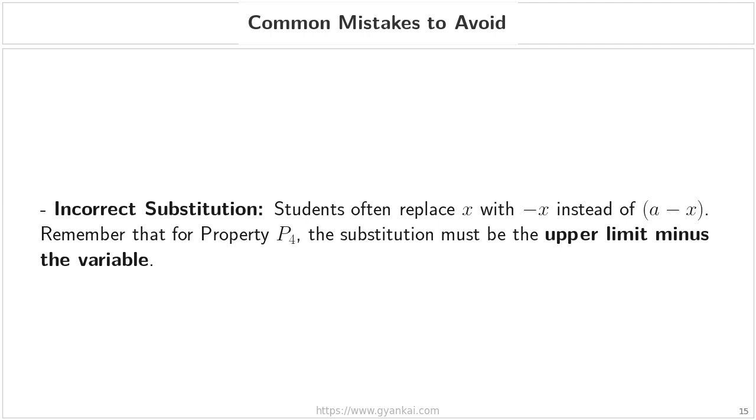First, it says incorrect substitution. A very frequent mistake is substituting x with x instead of a minus x. Remember, the core idea of this property is reflection. We're not simply negating the input, we're reflecting it across the midpoint of the interval. So, when we apply property P4, the substitution must be the upper limit, that a value minus x. This ensures we're correctly mirroring the function.